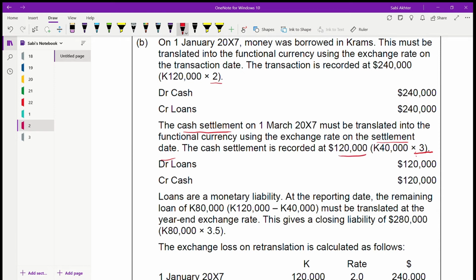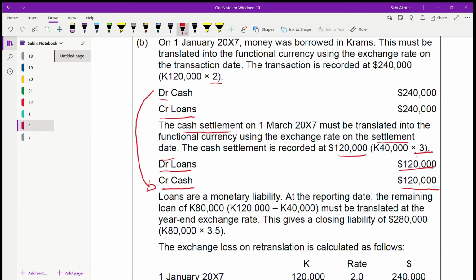So how to reduce the loan amount? You cannot say increase, reduce. This is a credit balance, loans. So you need to debit loans by this amount, 120,000. That means from 240 it will be reduced to 120,000 because you are paying some of it in cash, so your loans will go down. And credit cash because you are paying in cash. So from your cash account, 240,000, it will reduce and it will become 120,000.